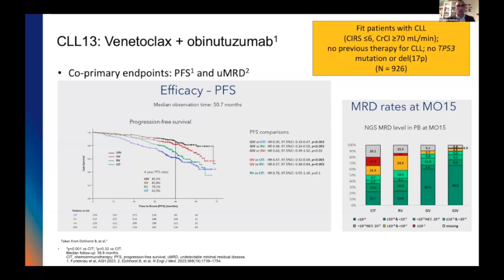And another way to demonstrate that probably the triplet doesn't add very much to the obinutuzumab and venetoclax is that the difference in the deep MRD, 10 to the minus 6, is not very significant between the two at the end of treatment, that is. Maybe the triplets may not offer significant advantage.